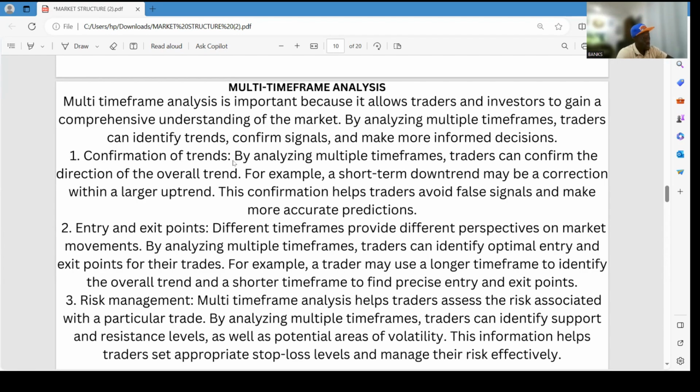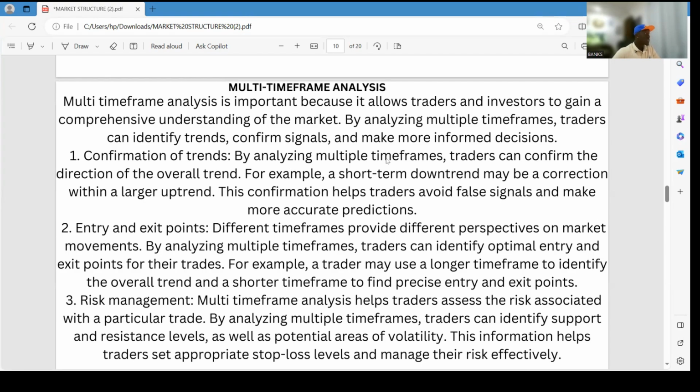Before you enter, you need to confirm your entry on a smaller time frame. You understand? So that you could be first in the market and you could have a very tight stop loss. You understand? So that your risk to reward would actually make sense. That's why we use multi-time frame for analysis. Then we find our entry on the smaller time frame.